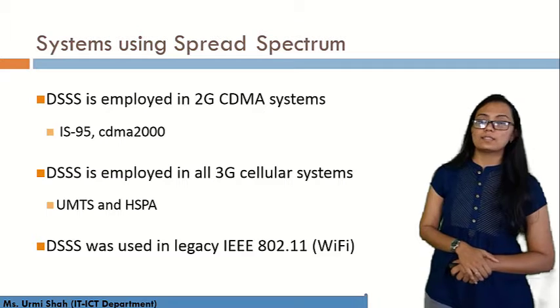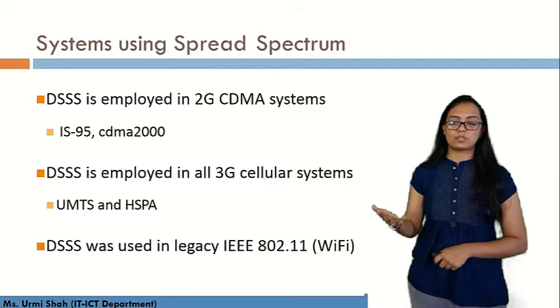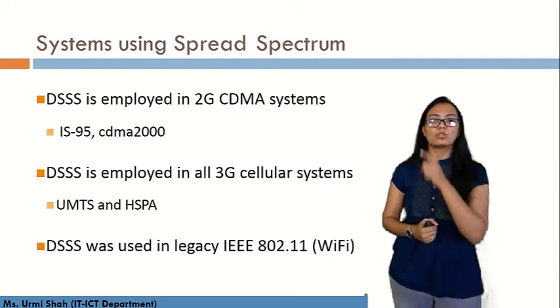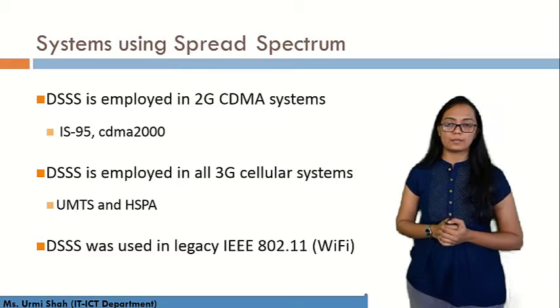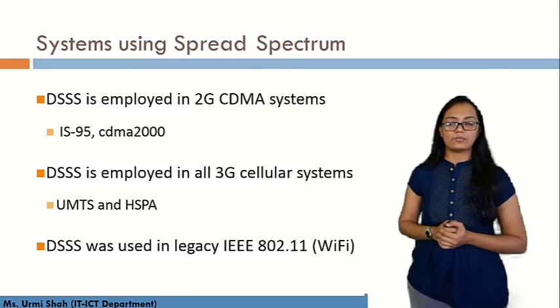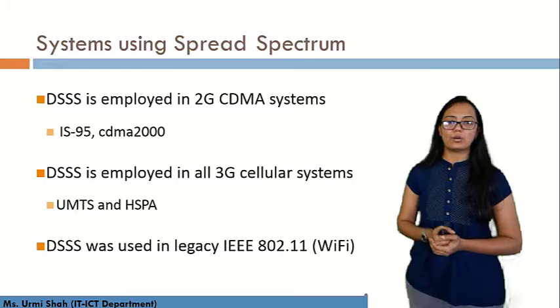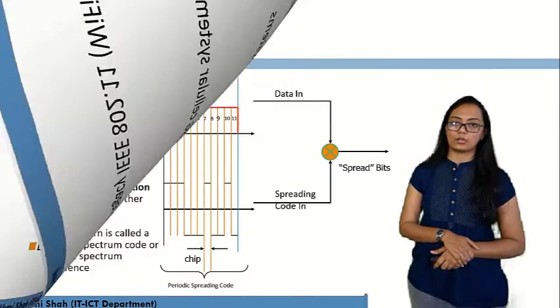Next, systems using spread spectrum. What are the market and industry applications where this spread spectrum communication technique has been used? The first is that DSSS is employed in 2G CDMA systems, where it is used in the IS-95 and CDMA 2000 standards. DSSS is employed in all 3G cellular systems, where it is used in UMTS and HSPA. DSSS was used in legacy IEEE 802.11, that is our Wi-Fi technology.